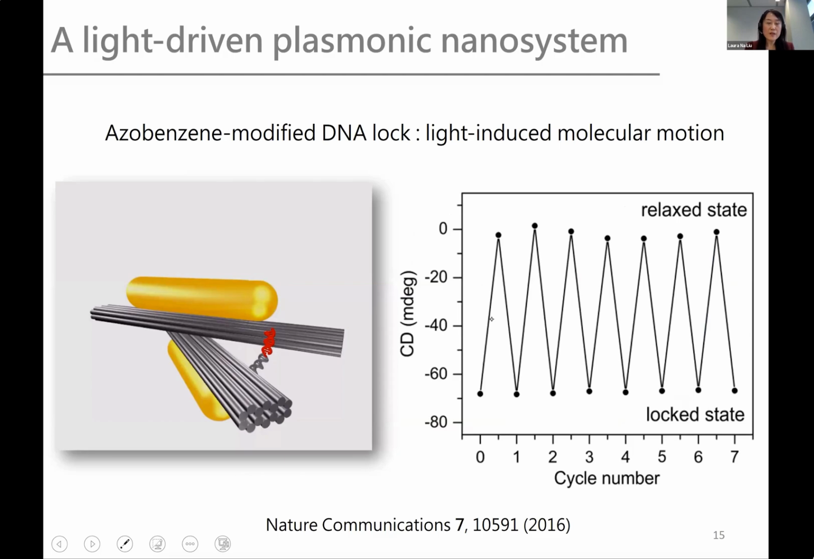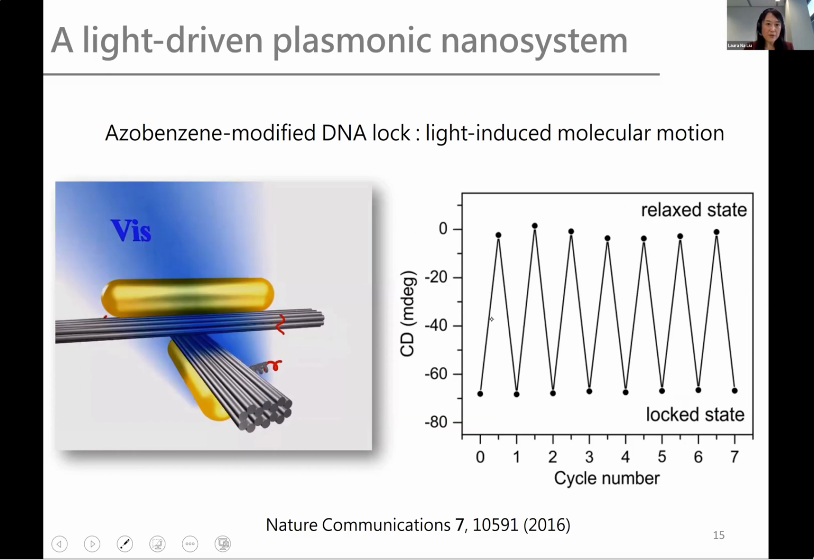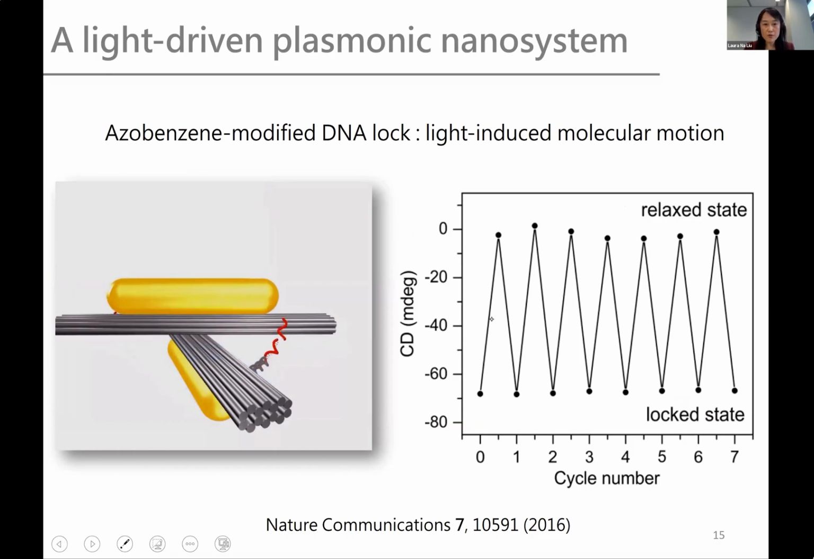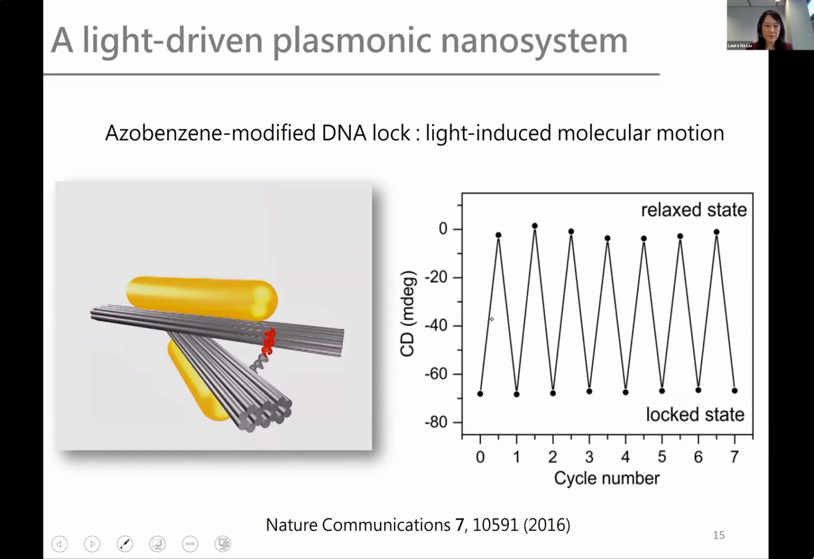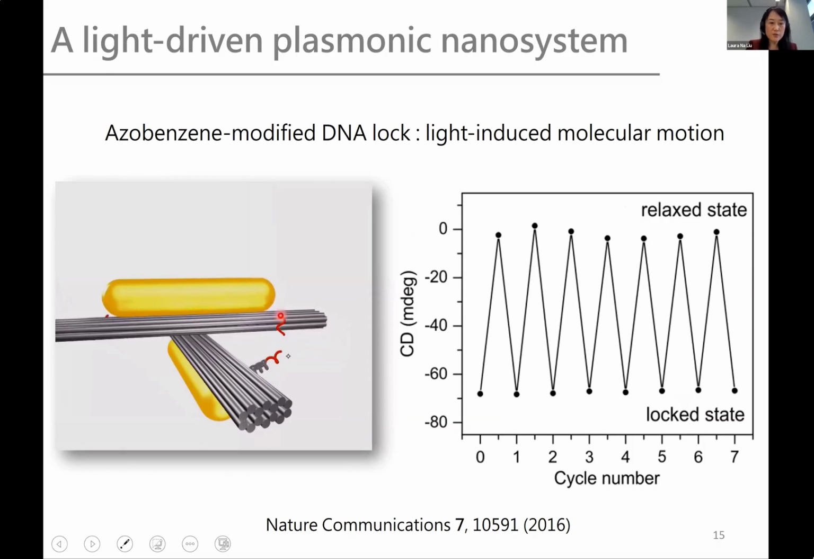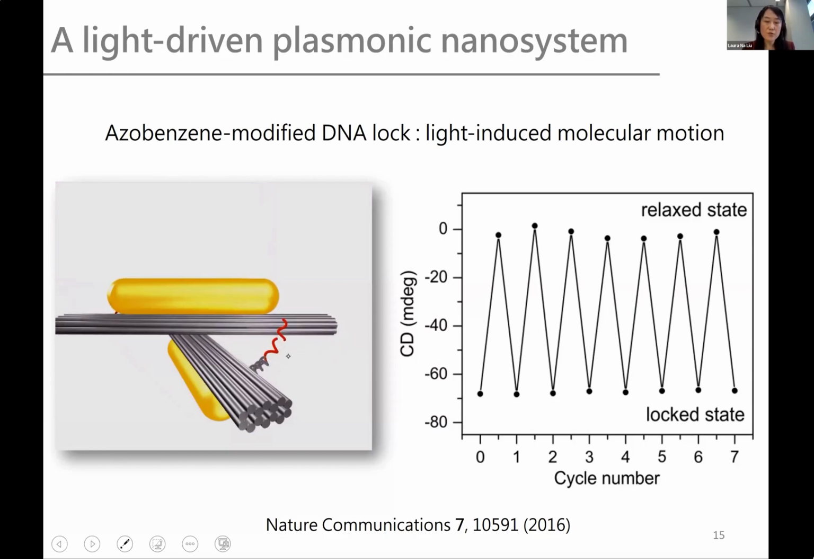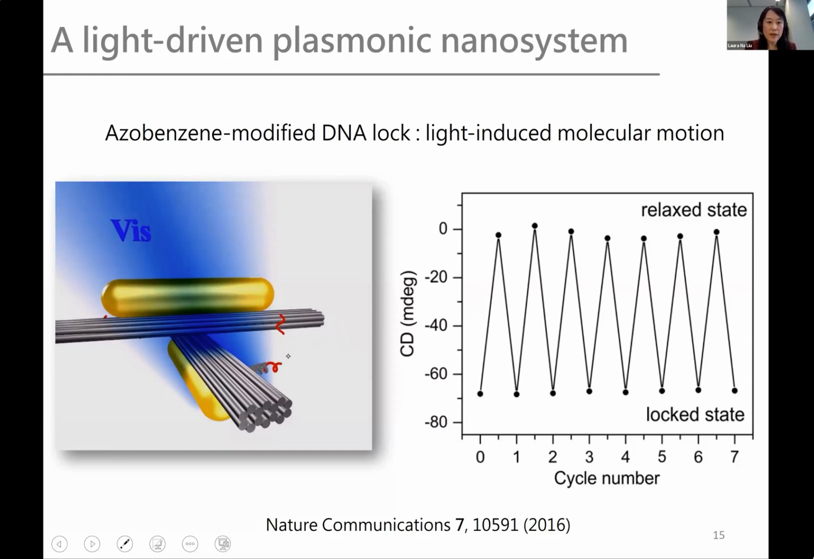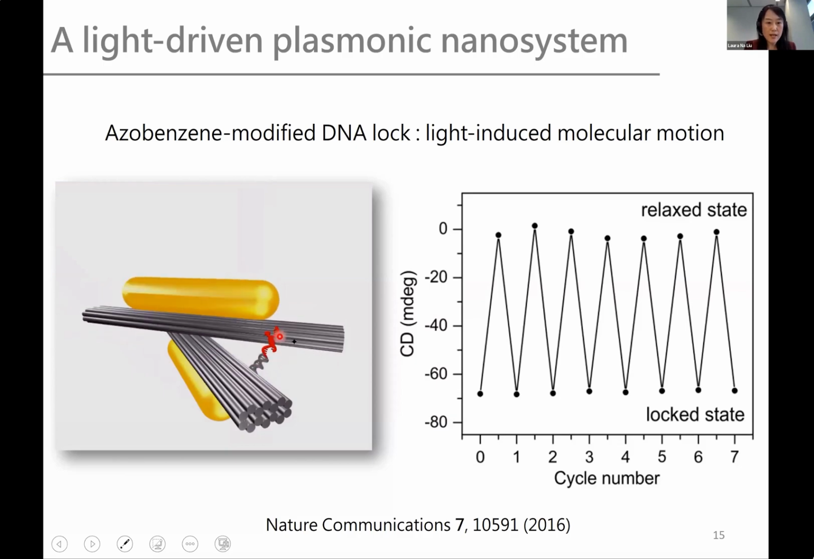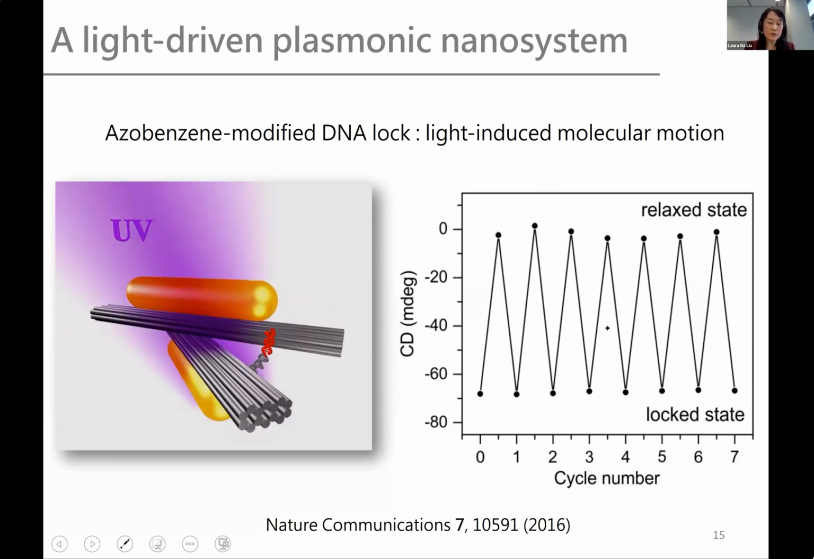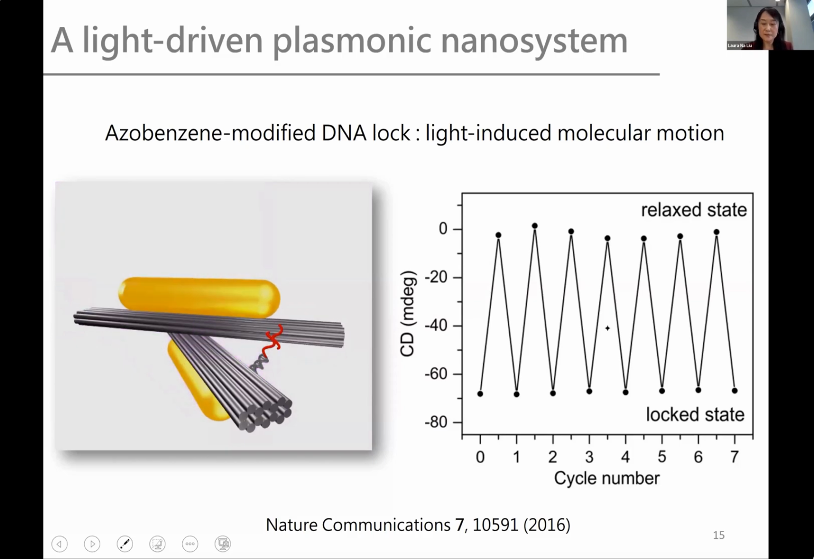Then we figured out to also build a light-driven plasmonic nanosystem, because we know light is a very clean energy source. It doesn't produce any waste in the system. So we have this azobenzene-modified DNA lock, in red here. Basically, it can be opened or closed in response to UV and visible light alternately, so that we can translate light-induced molecular motion of azobenzene molecules into much larger optical signal changes in a very robust way.